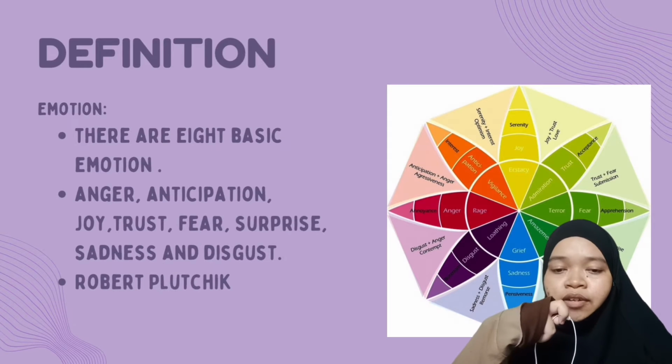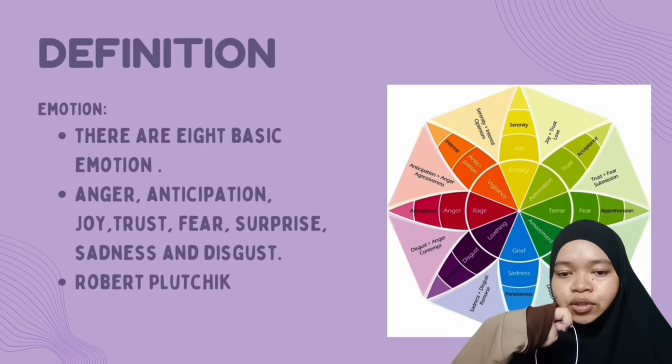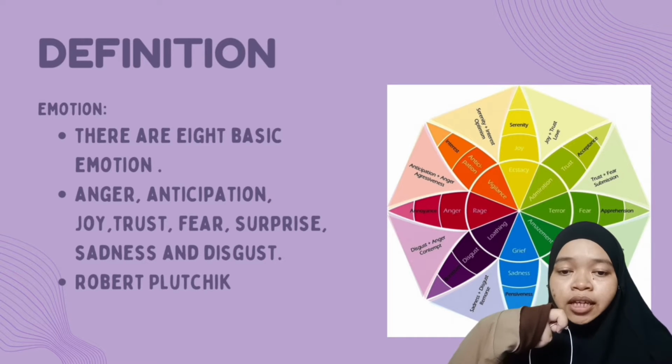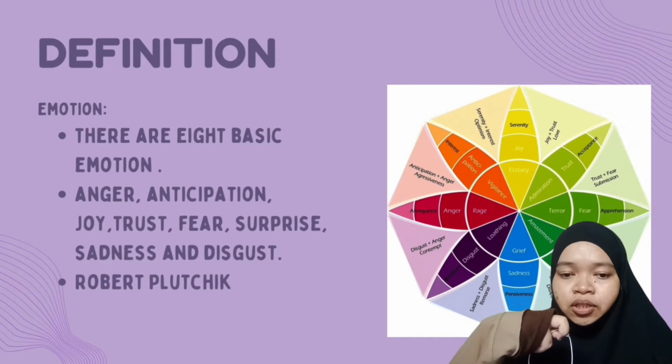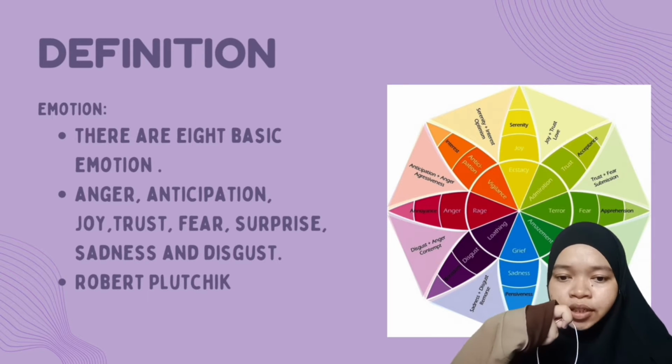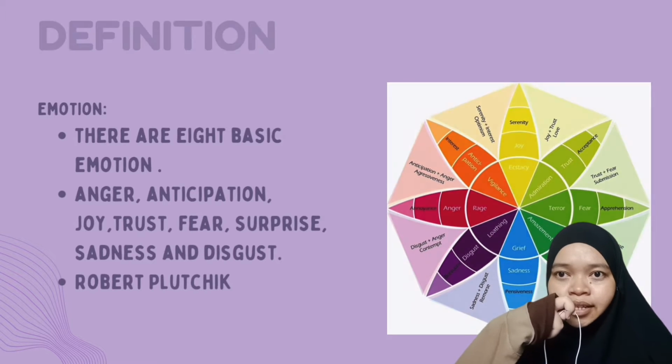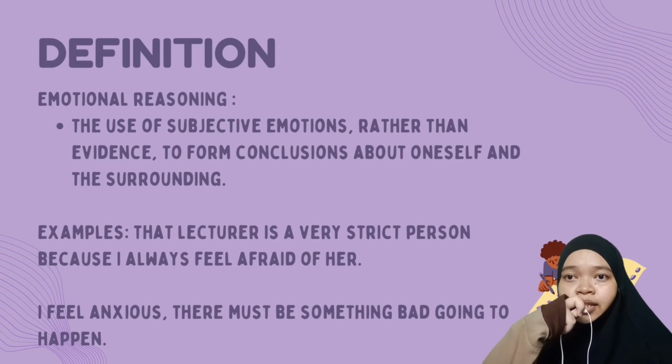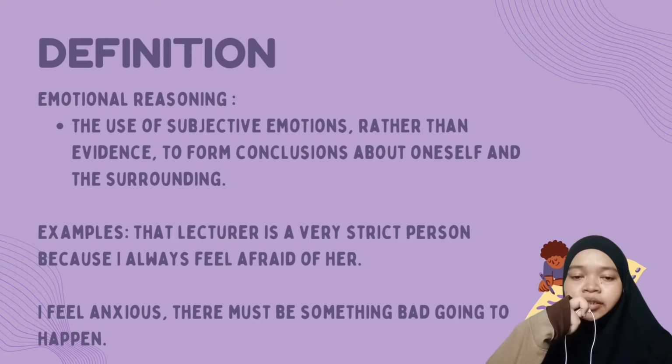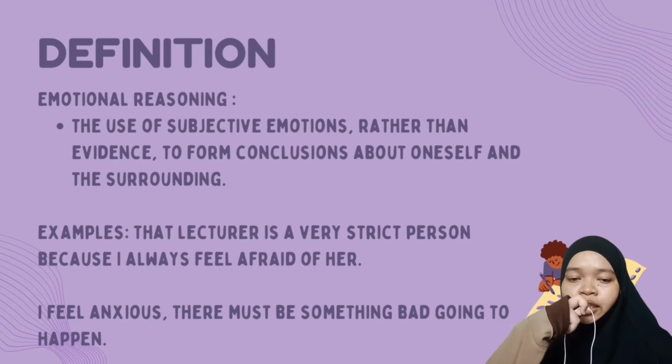To give a clearer example, I use the Plutchik interpretation of emotion. According to him, there are 8 basic or primary emotions, which include anger, anticipation, joy, trust, fear, surprise, sadness, and disgust. Now that we understand the meaning of emotion, we can move on to emotional reasoning.